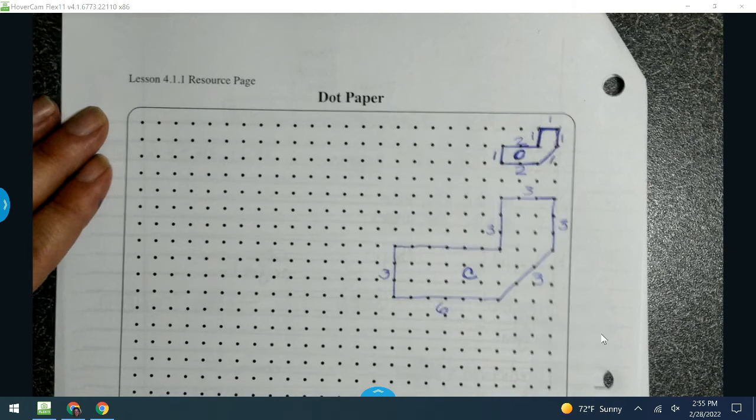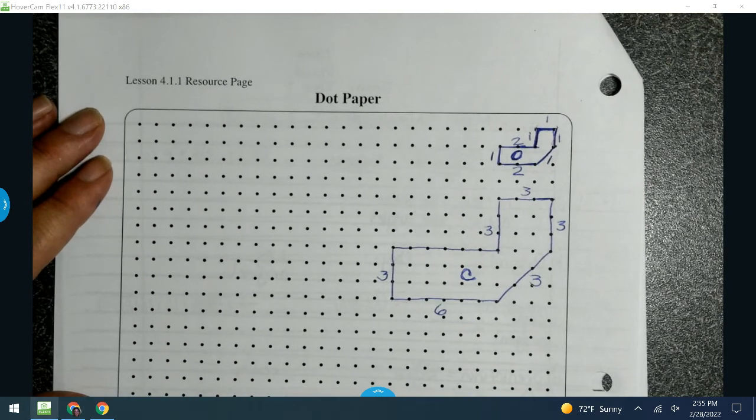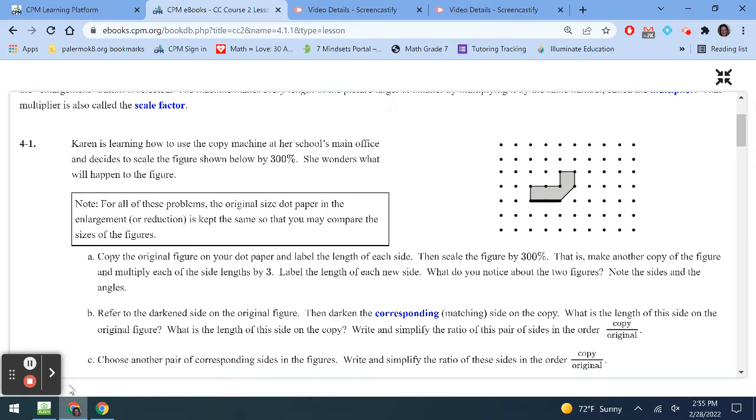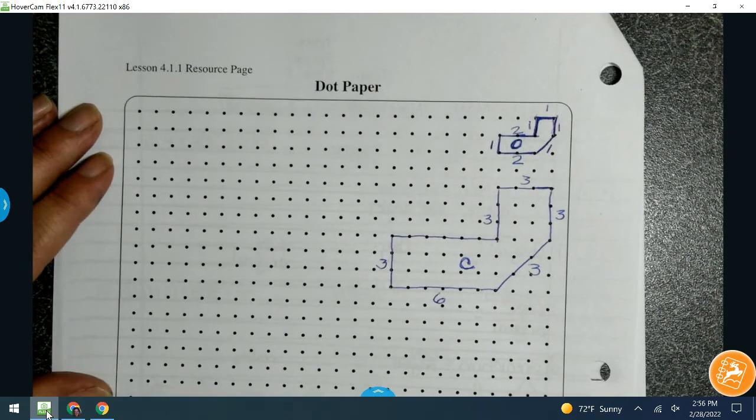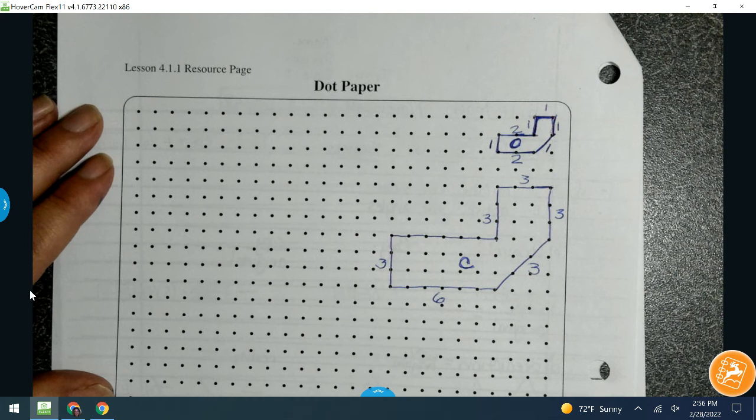Let's double check and make sure we did everything for A that it's asking at this point. So it says copy the original. We did. We scaled it by 300%. We did. We labeled the lengths of each new side. We did. What do you notice about the 2 figures? Note the sides and the angles. So both the sides and the angles. So as we're looking at this, what can you tell me about the angles?